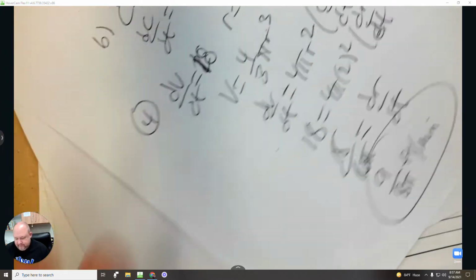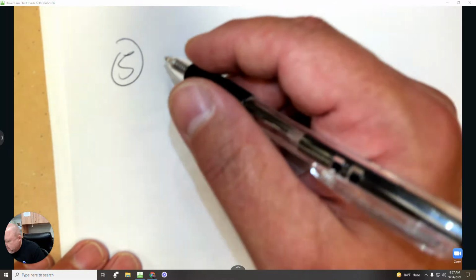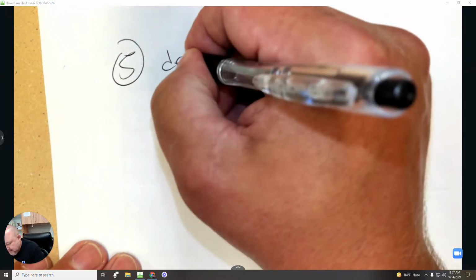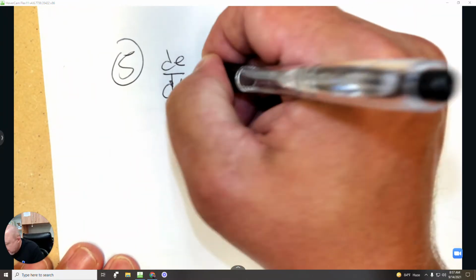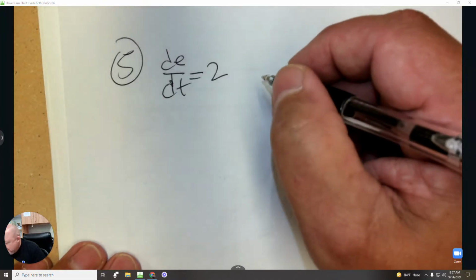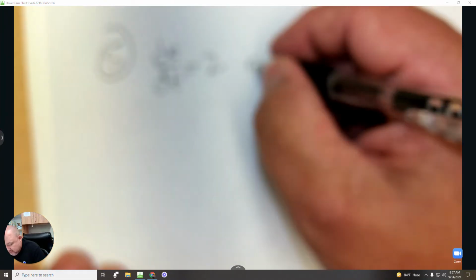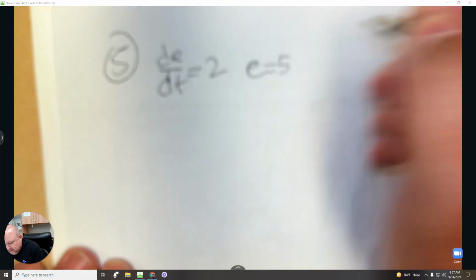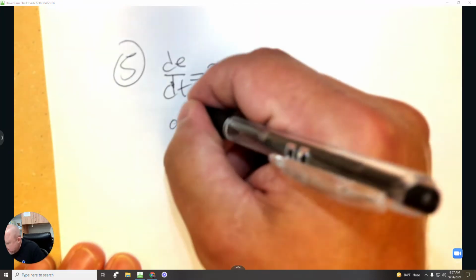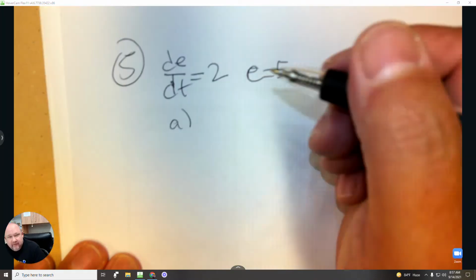Number 5 says all edges of a cube are expanding at that rate. So the rate of the edge of the cube is 2. At the instant the edges are 5 inches long, find the surface area of a cube.